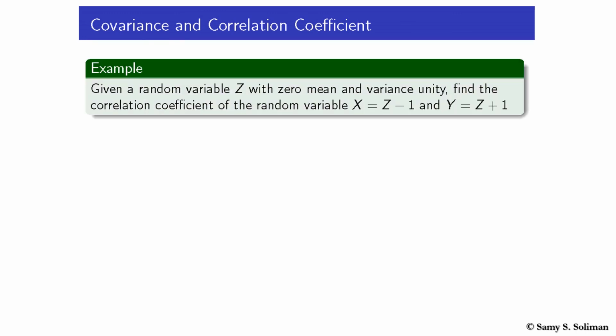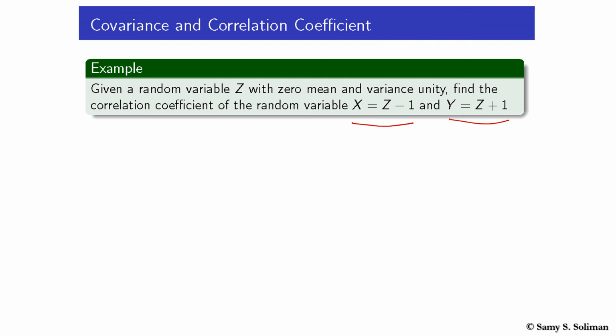In this example, we are given a random variable z, which has 0 mean and variance of unity. Note here that we are not given the probability density function fully for the random variable z. We are only given the mean and the variance. And we are required to find the correlation coefficient between two random variables defined as x, which is z minus 1, and y, which is z plus 1. We have two methods to solve this problem.